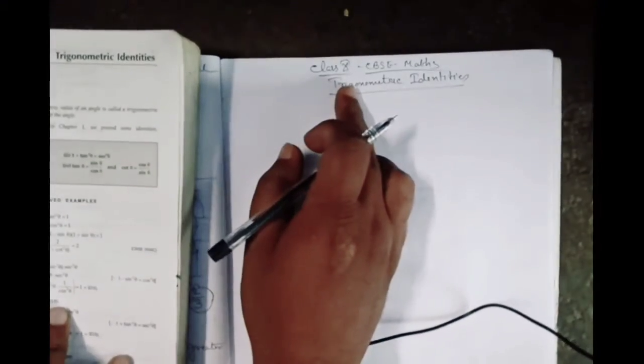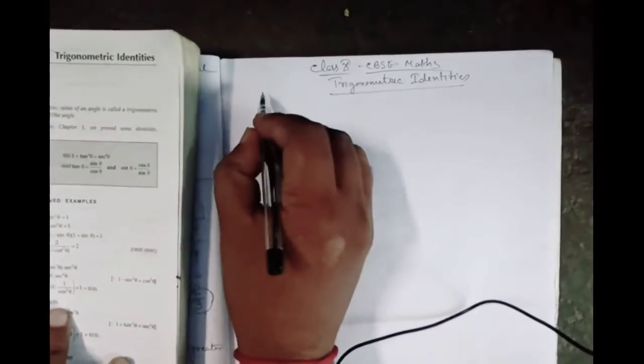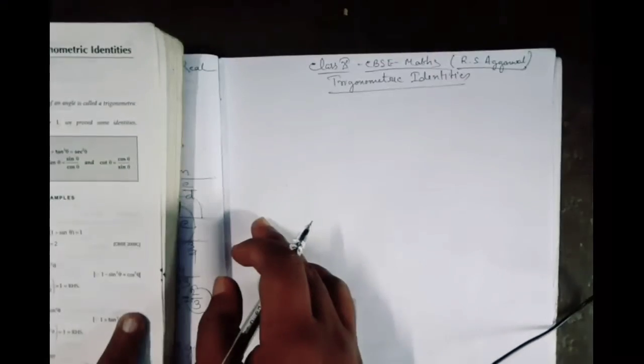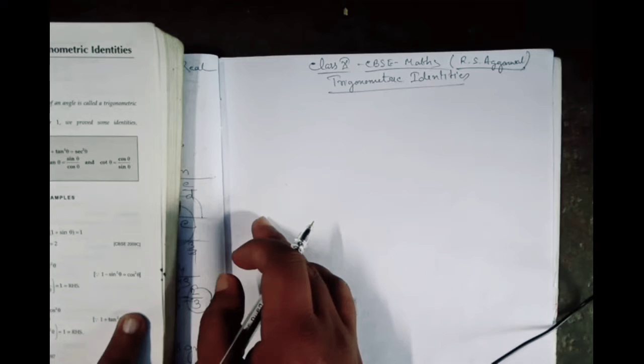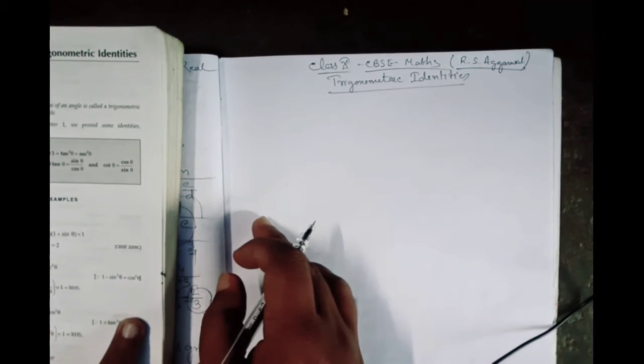So before starting the exercise, we should know what a trigonometric identity is. And obviously we are doing the R.S. Agarwal math book. Now what is a trigonometric identity? An equation involving trigonometric ratios of an angle is called a trigonometric identity. Okay, the trigonometric ratios of an angle, that we already know.